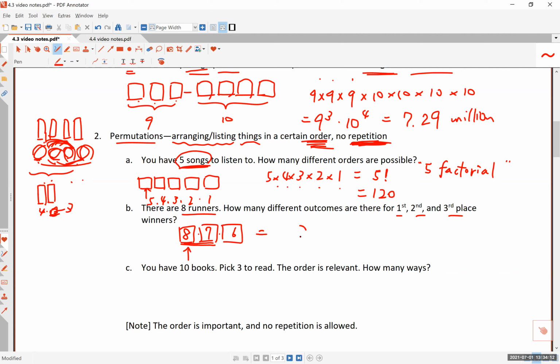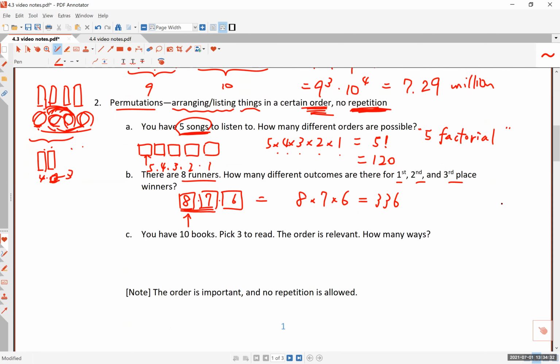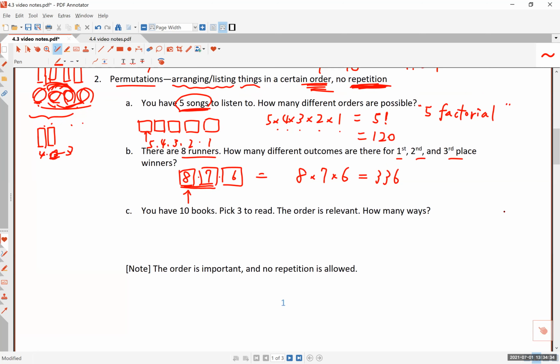So the answer is 8 times 7 times 6. This is not 8 factorial because this doesn't go all the way to 1. 8 times 7 times 6, and that's 336. There are 336 ways in which to choose first, second, and third place winners out of the runners. Again, this is a little surprising.